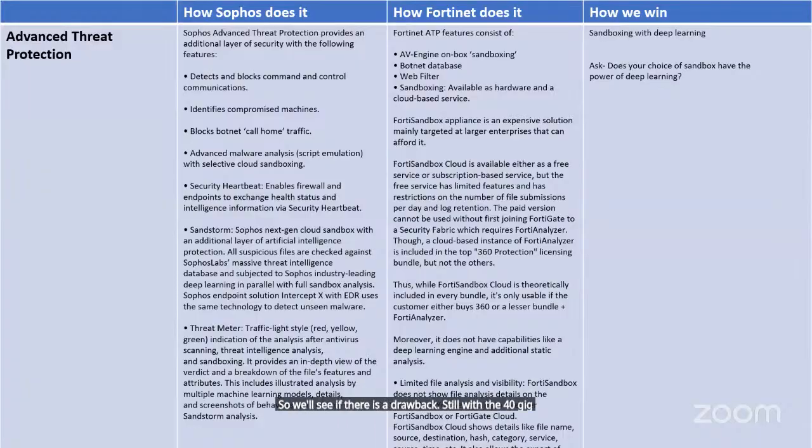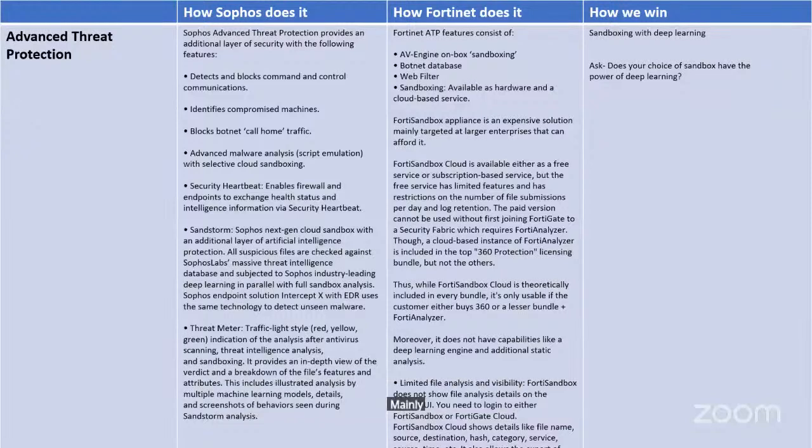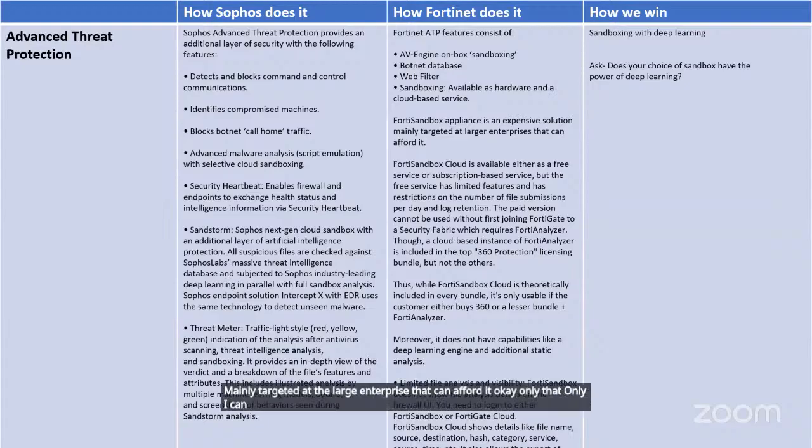The FortiGate ATP feature consists of an AV engine on the box, sandboxing, a botnet database, and web filter. Sandboxing is available as hardware and as cloud-based services. Yes, these are also integrated with the firewall. The FortiSandbox appliance is an expensive solution, mainly targeted at large enterprises that can afford it. I can understand that with FortiGate, a small-scale business that wants to get protected, or even a medium-scale one, can't implement the sandbox, because it is a very expensive solution.